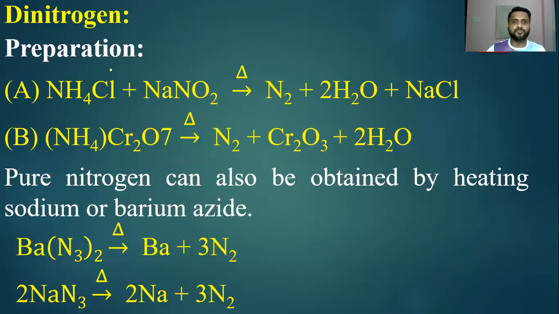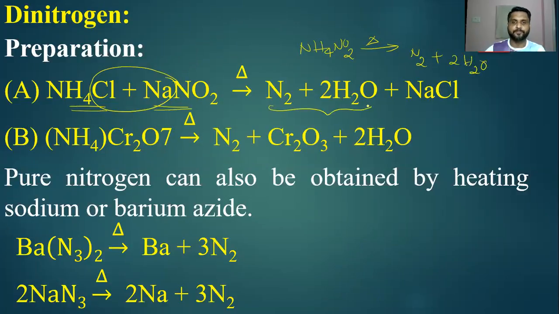Now, how to prepare nitrogen? Remember some of the methods. Ammonium chloride with sodium nitrite will give sodium chloride and ammonium nitrite. Since ammonium nitrite is unstable, it can decompose to give nitrogen gas and 2 moles of water, and that is given here directly, right? Next one, ammonium dichromate can give nitrogen gas, chromium oxide, and water.